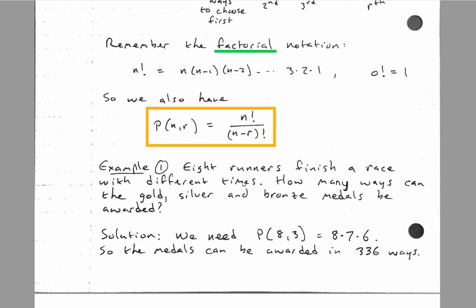Example 1. 8 runners finish a race with different times. How many ways can the gold, silver, and bronze medals be awarded?